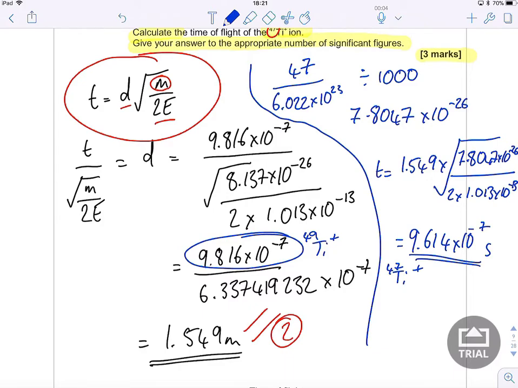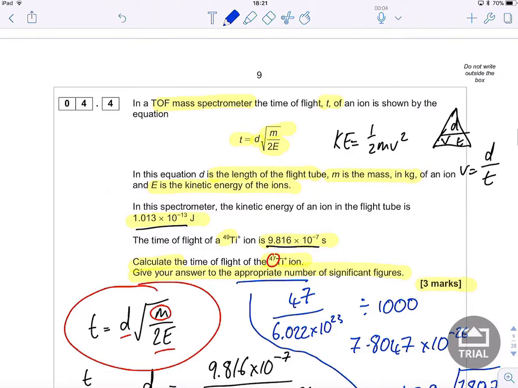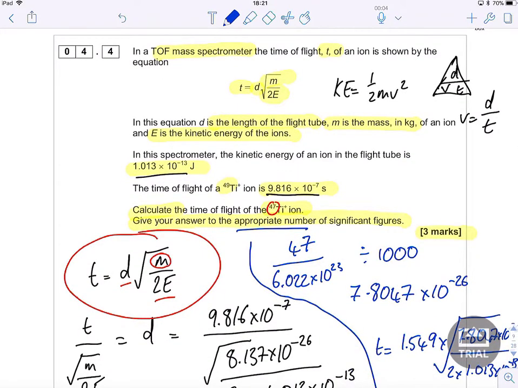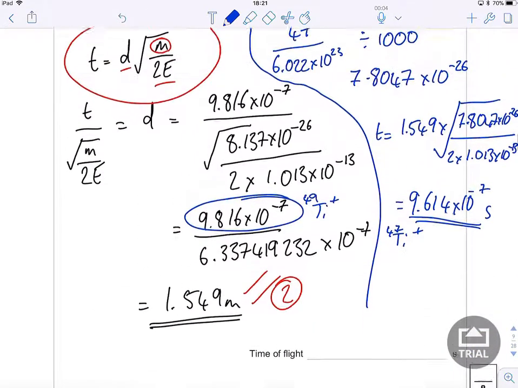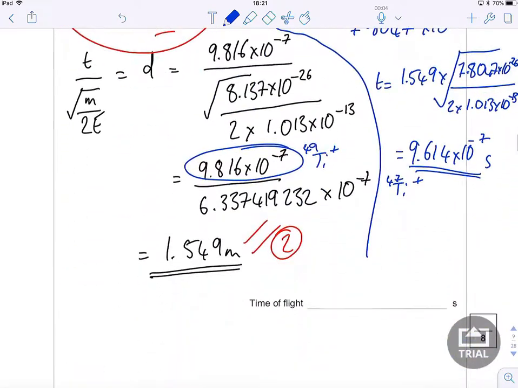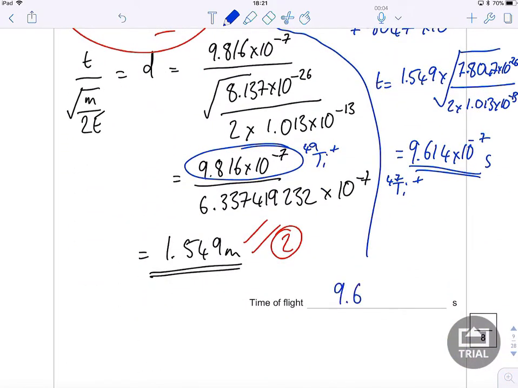So I've not quite got the third mark yet because I need to give this to the appropriate number of significant figures. If I look in my question, I've got four significant figures, so I need to give that to 4 significant figures. And there's my answer, and that would be my third mark.